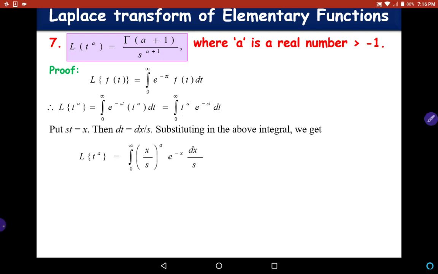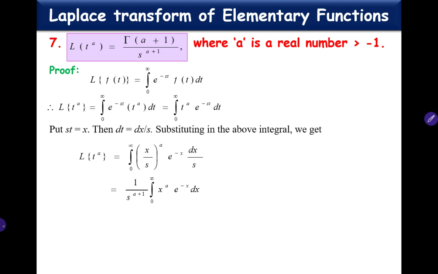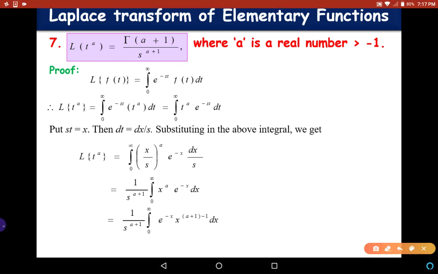Then we get 1 by s power a plus 1 integral 0 to infinity x power a into e power minus x dx. That can be written as 1 by s power a plus 1 integral 0 to infinity e power minus x into x power a plus 1 minus 1 dx. This x power a is written as x power a plus 1 minus 1. We added and subtracted 1 here just to express that as a gamma function.